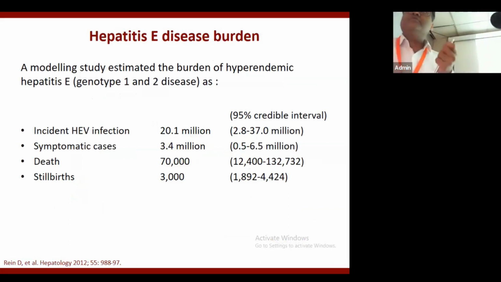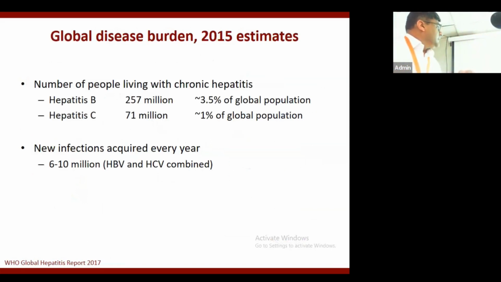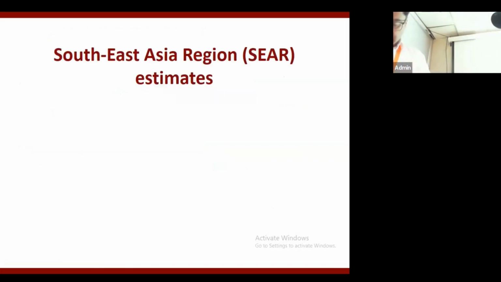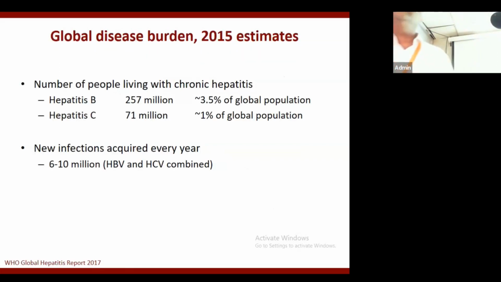What more you should understand about hepatitis E epidemiology is that there are two patterns of hepatitis E epidemiology. There are four genotypes, genotype 1, 2, 3, and 4, where genotype 1 and 2 behave in one type of epidemiology, and 3, 4 is different. That will come probably in another slide. In India, we have genotype 1.